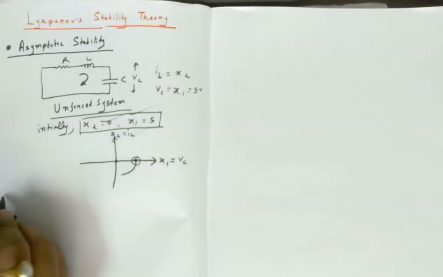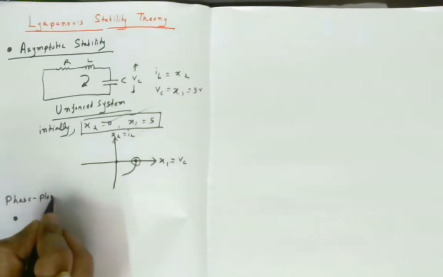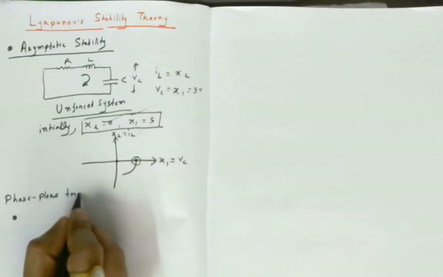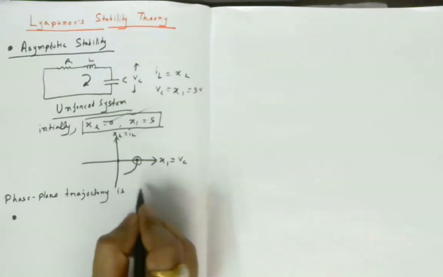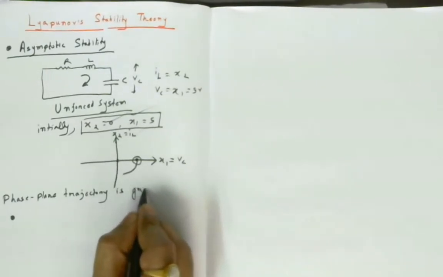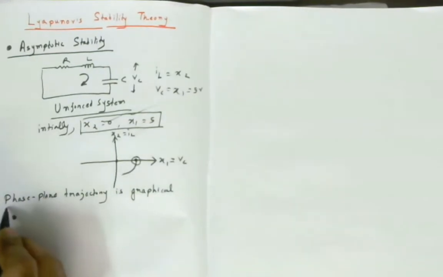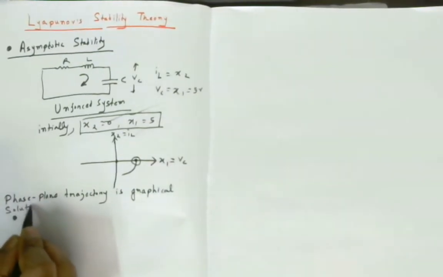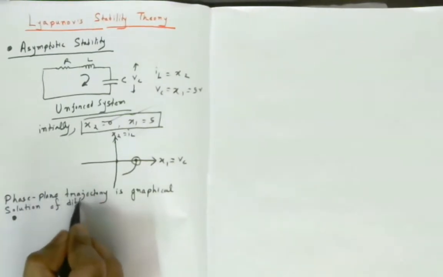Phase plane trajectory is the graphical solution of the differential equation.